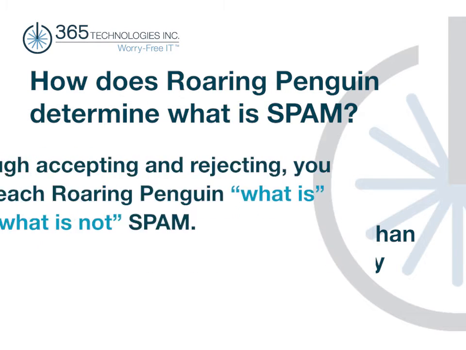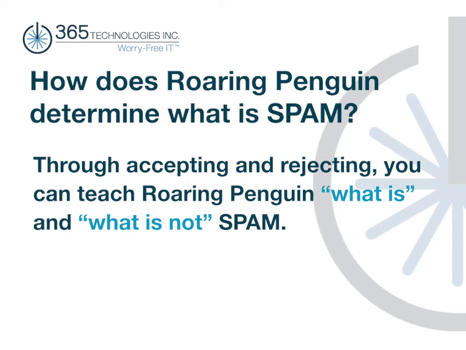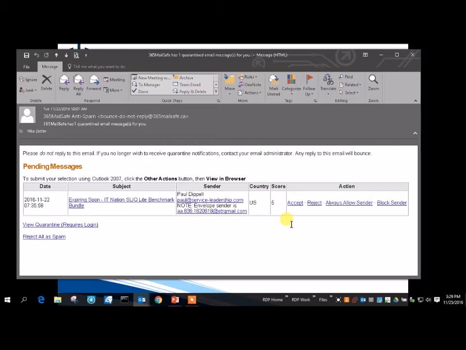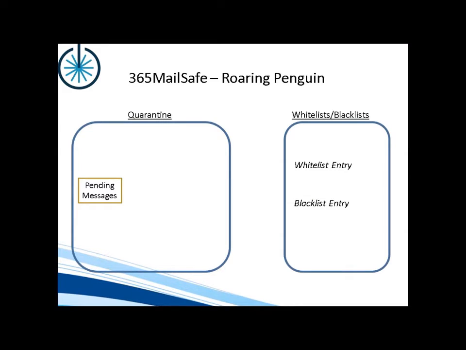Through accepting and rejecting, you can teach Roaring Penguin about what is and is not spam. The more you use it, the smarter it will get as to what it thinks is spam and not spam. Okay, excellent. So let's go back to our pending messages notification. There it is. This is what you'll normally get in your email. For each of the pending messages, you have 4 options: accept, reject, always allow sender, and block sender. So let's explain exactly what happens there.